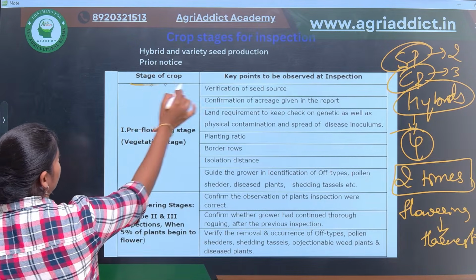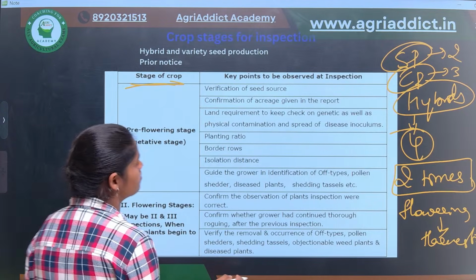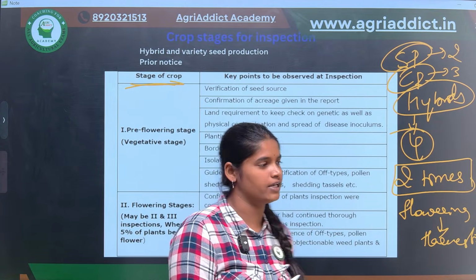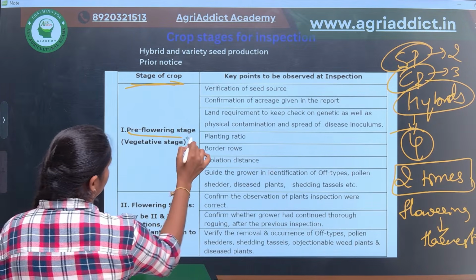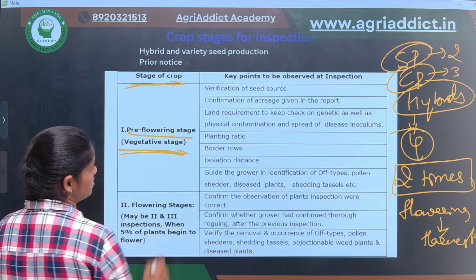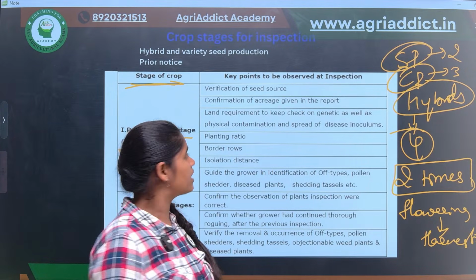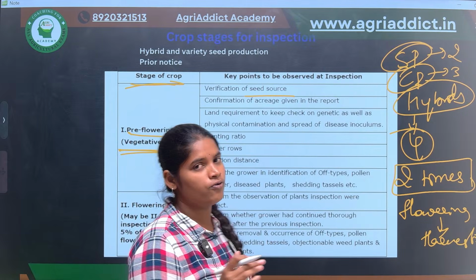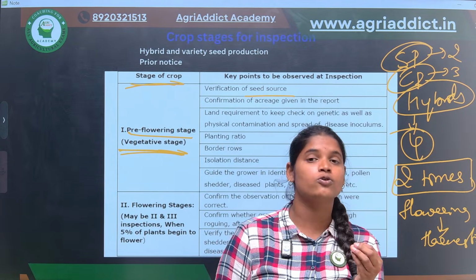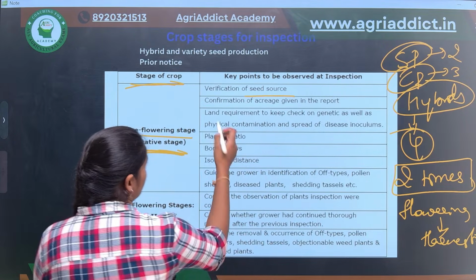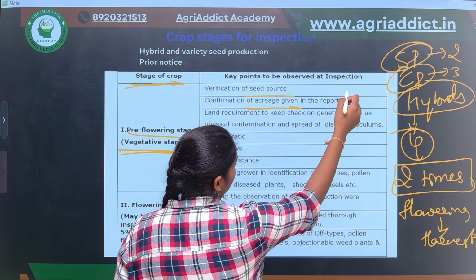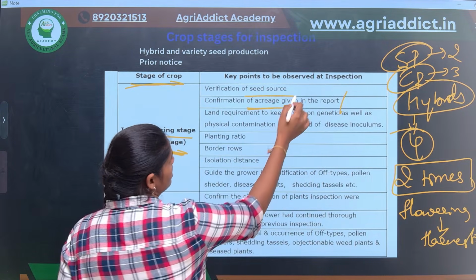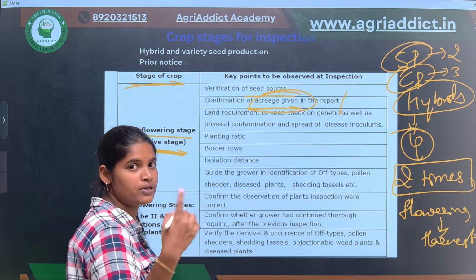So just let me tell you at what stages, what are all the factors they are inspecting. If at pre-flowering stage, that is at vegetative stage, what are all the sources they are checking? They are checking for seed source. Whether he has gone for a right seed source sowing or not, and they'll confirm the acreage, whatever reported in the application, is it right or not? Acreage, that means how much area.